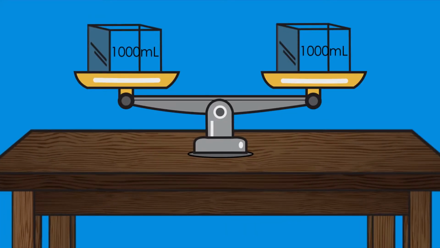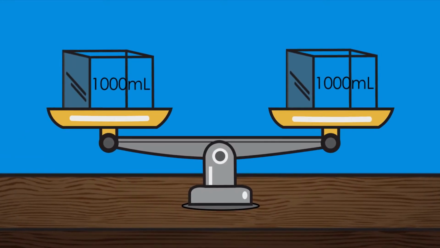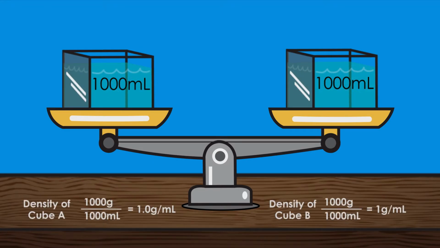Let's look at these two cubes that take up the same amount of space. We call the amount of space something takes up volume. Each cube is filled equally with 1,000 milliliters of water. We can now add sugar to each of them: 10 grams of sugar to cube A and 100 grams of sugar to cube B.